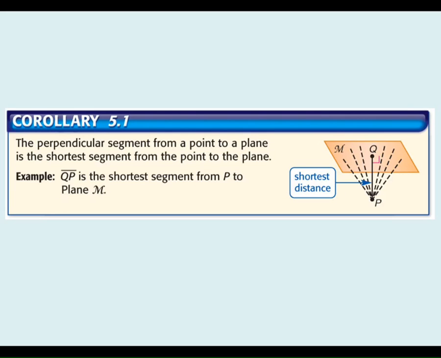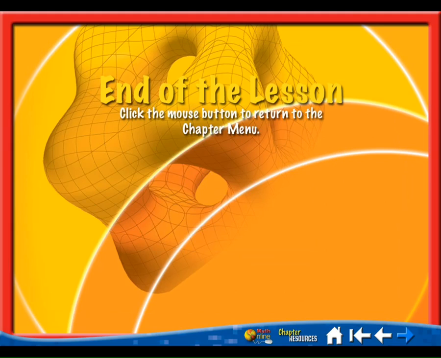Last theorem, we don't use that often. It's on your sheet, but we probably aren't going to use it. A perpendicular segment from a point to a plane is the shortest distance, just like from a line. To get from a point to a plane, the quickest way is to meet it at 90 degrees. Okay. And that's all we have for the triangle inequality section.